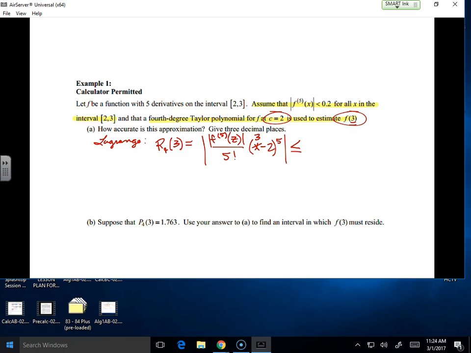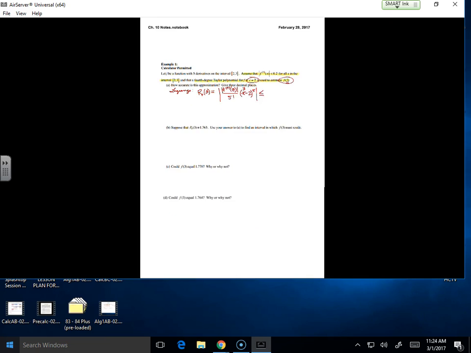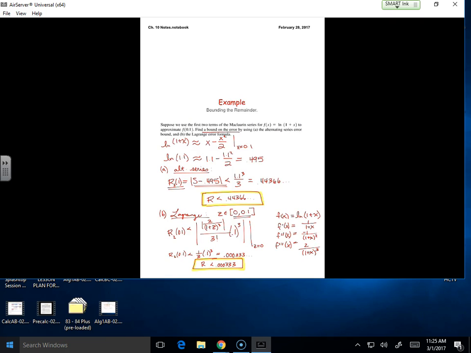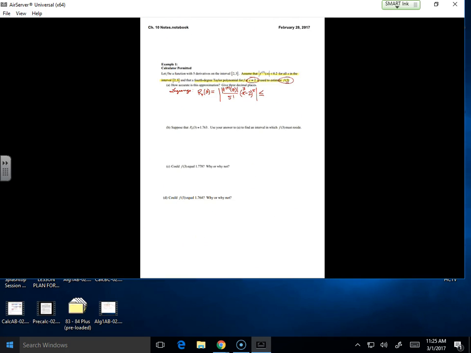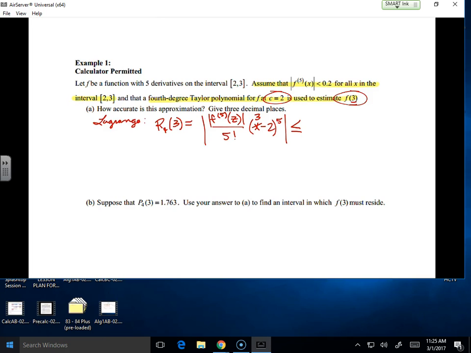Now, I am going to change something real quick in the last example. You guys know how I said less than because we're choosing z to maximize? Remember how z is allowed to equal the endpoint? So we're going to say less than or equal to because z could be 0. That's not unheard of. It could be 0 or 0.1 or anything in between for the last example. So we're going to put less than or equal to.